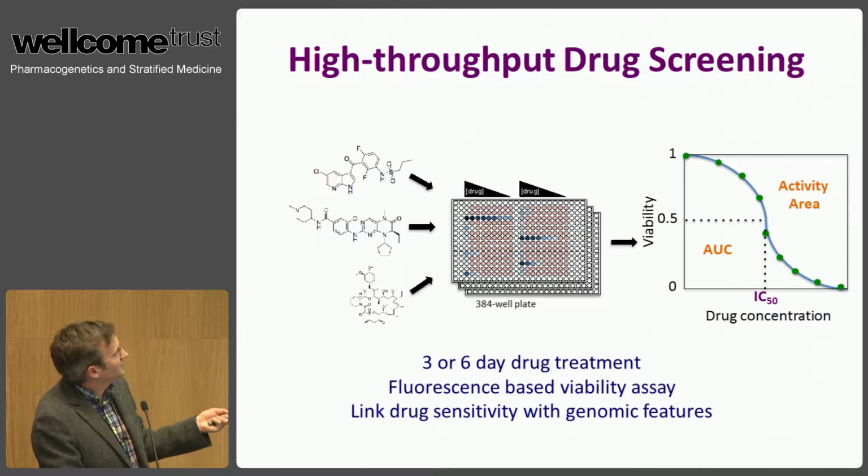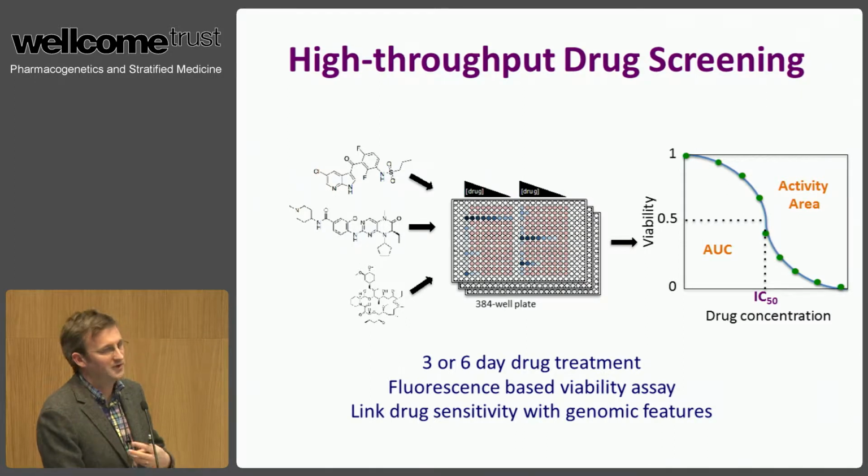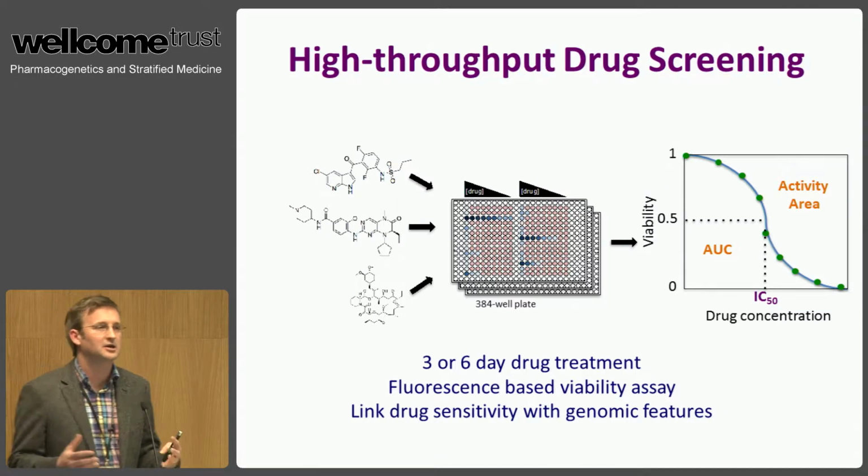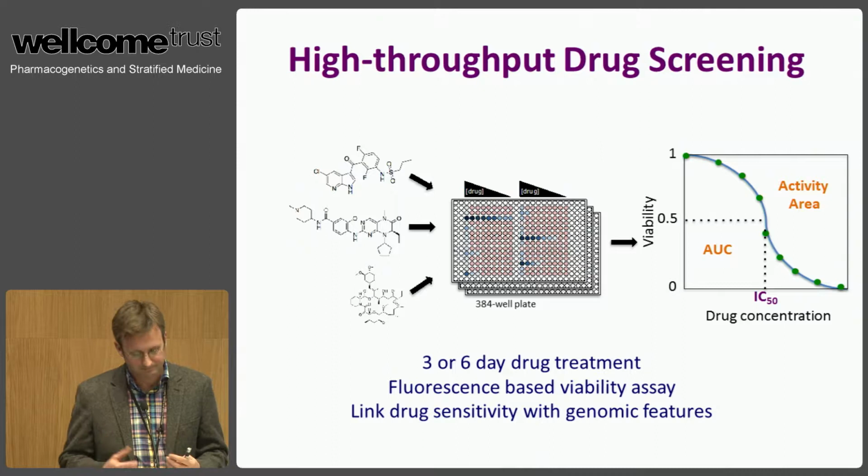We usually treat the cells with drugs for either 3 or 6 days. We do a very simple fluorescence viability assay at the end of the experiment, and then we use various statistical methods to link this drug data with different types of genetic data.